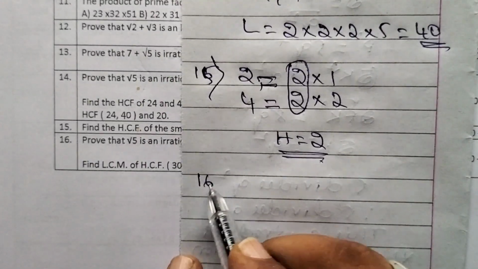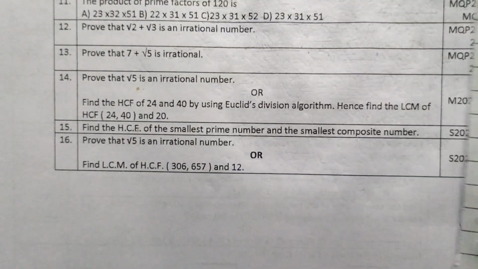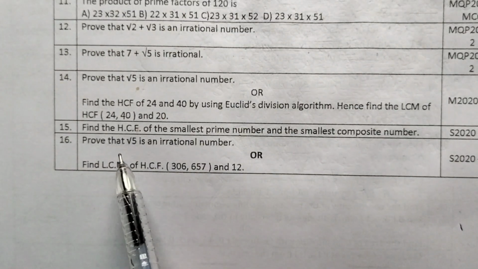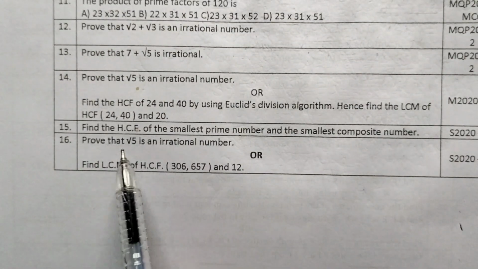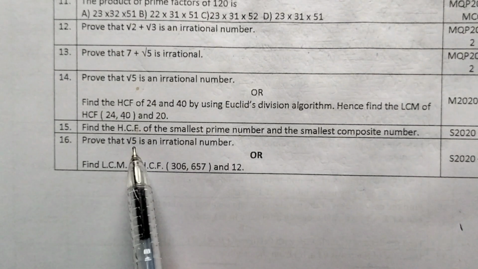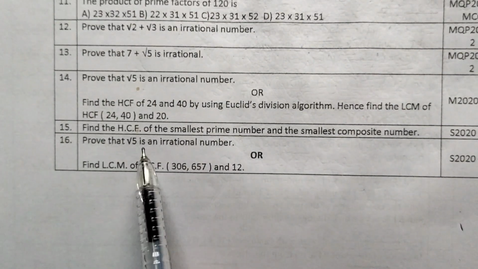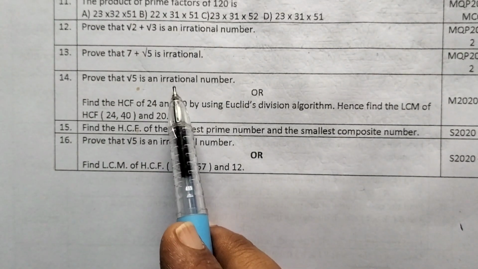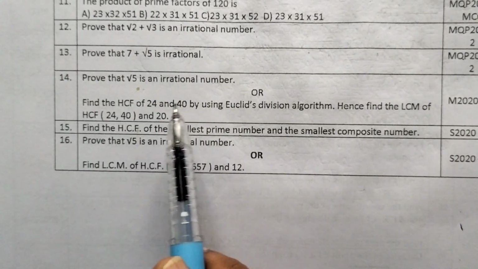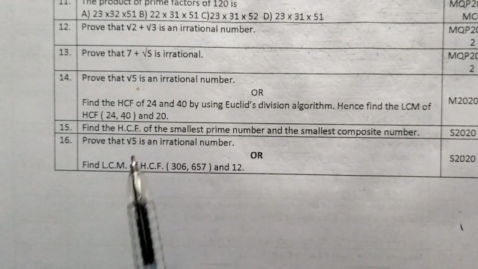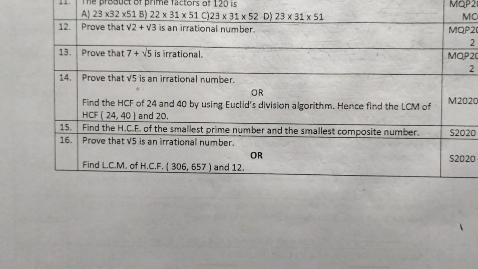So now let us move to the 16th question. Prove that root 5 is an irrational number. This is the question that comes in the exam. We have already proved that root 5 is an irrational number in the 14th question. So again I will not prove it. So that is the answer for that question.